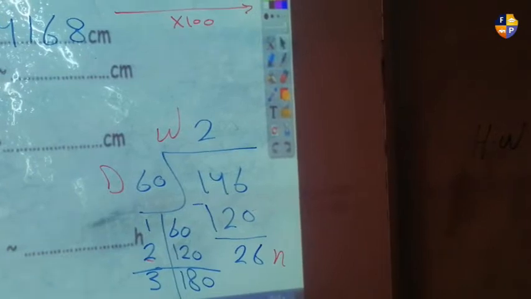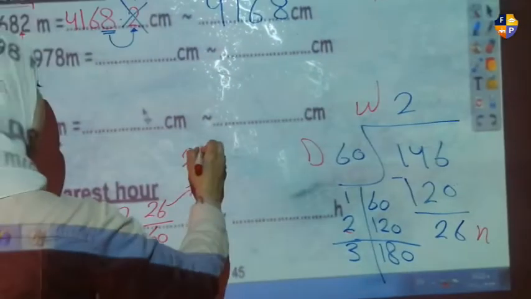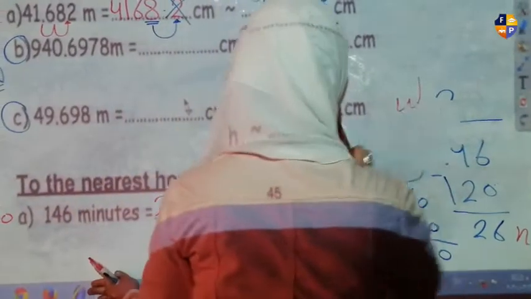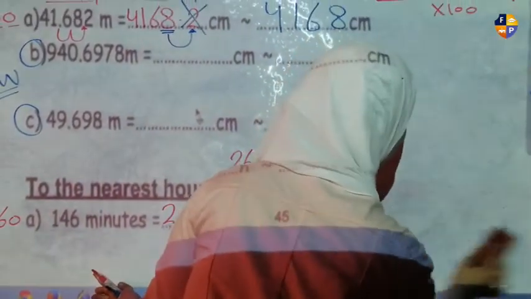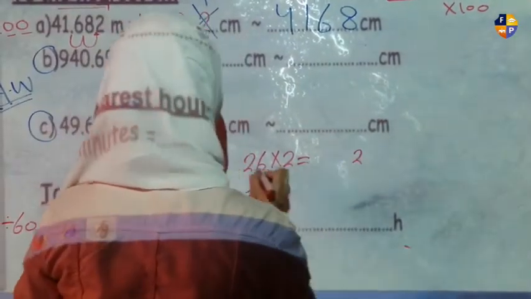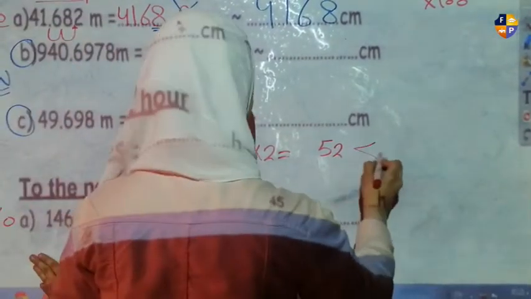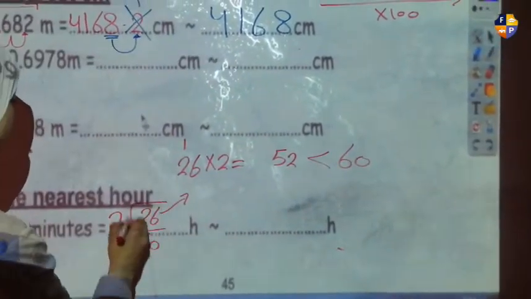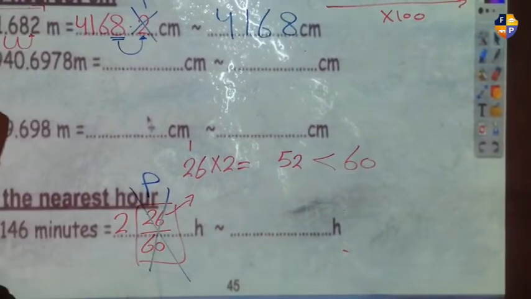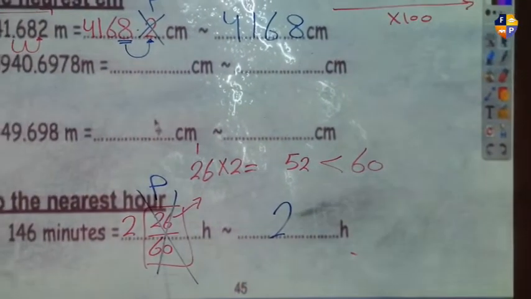And now, to do my approximation, I will multiply the numerator by 2. 26 by 2. Then compare the product with the denominator. 2 by 6, 12. 2 carry up 1. 2 by 2, 4 plus 1, 5. 52 is smaller than 60. So this fraction is poor. I will remove this fraction and keep the whole number as it is. 2 hours. Okay, turn the page.